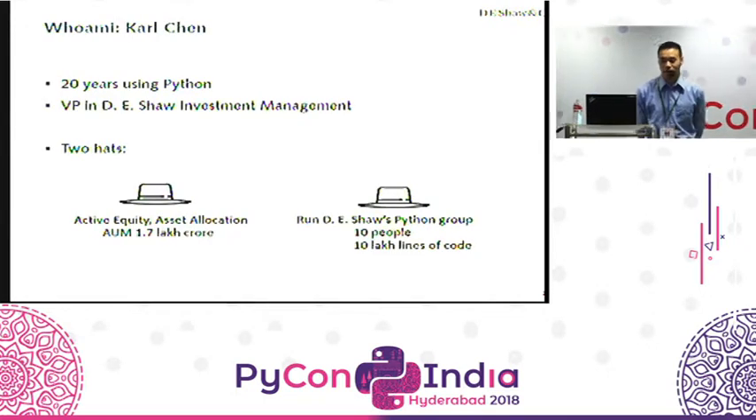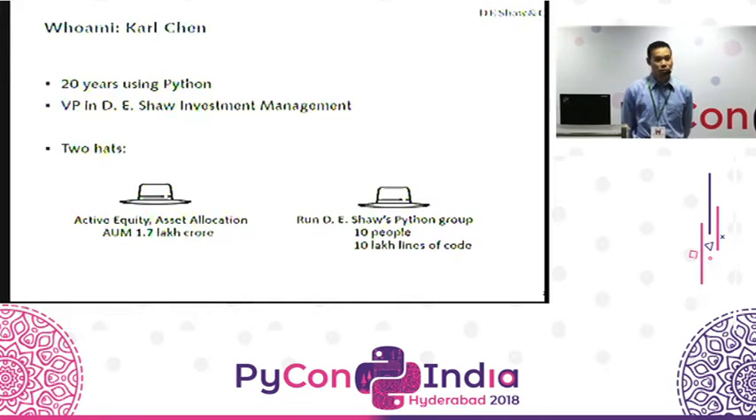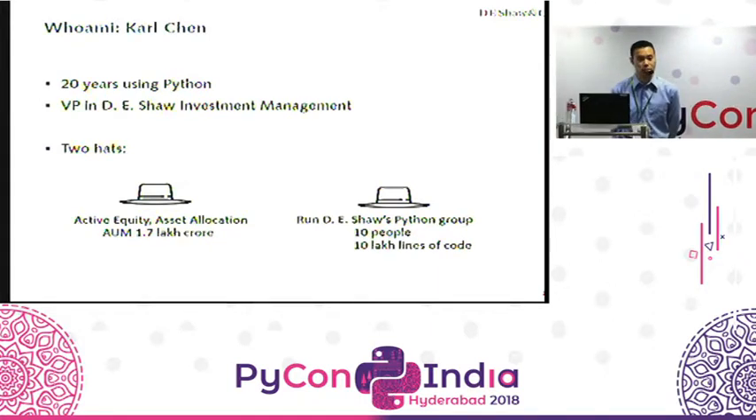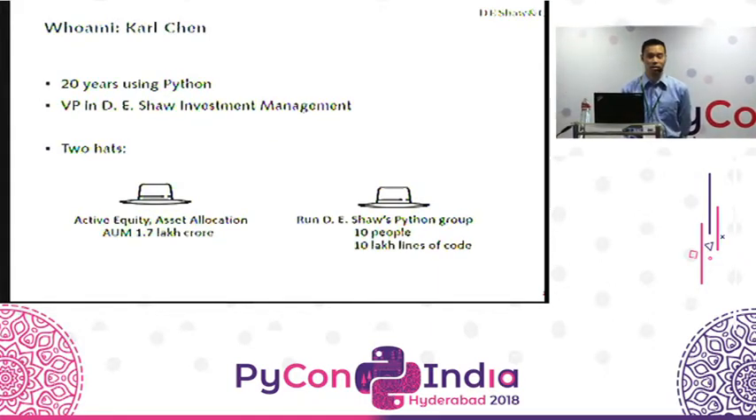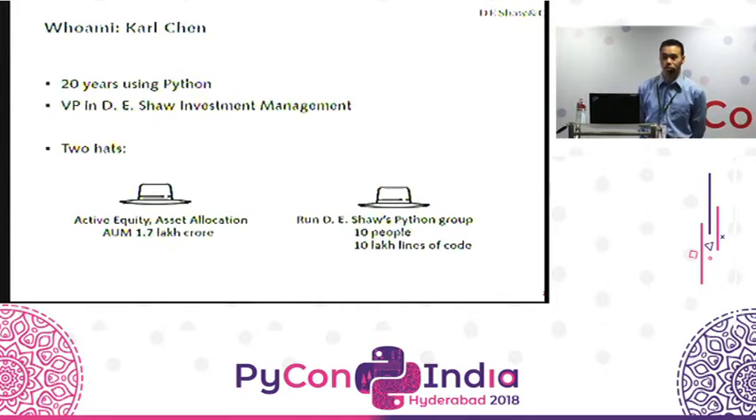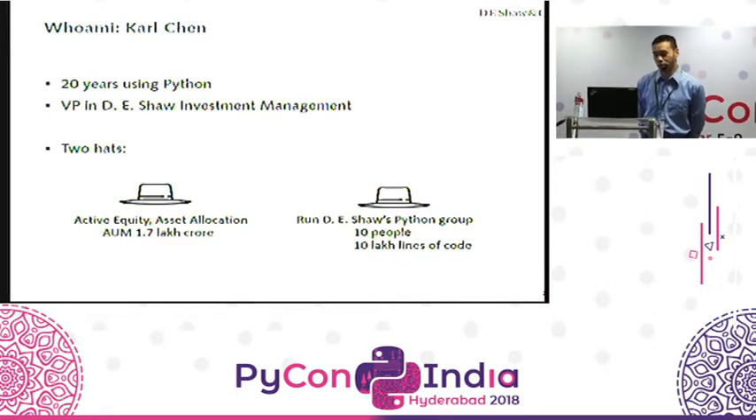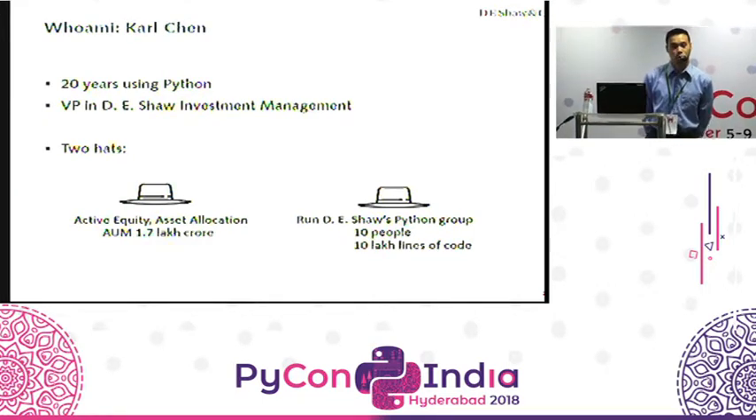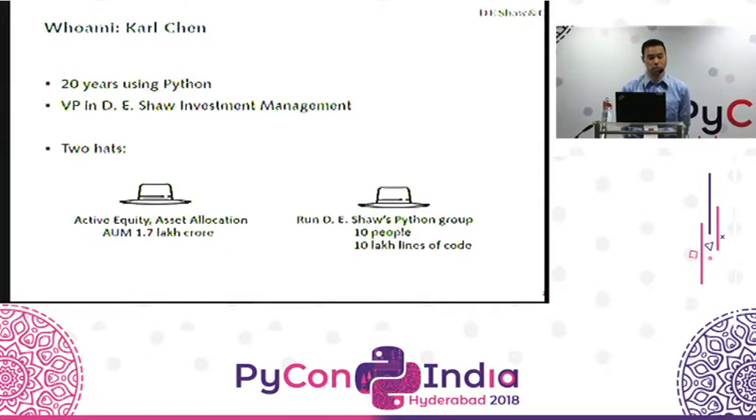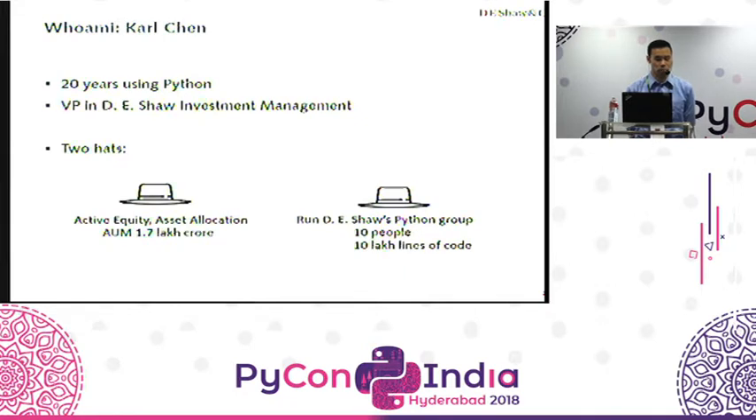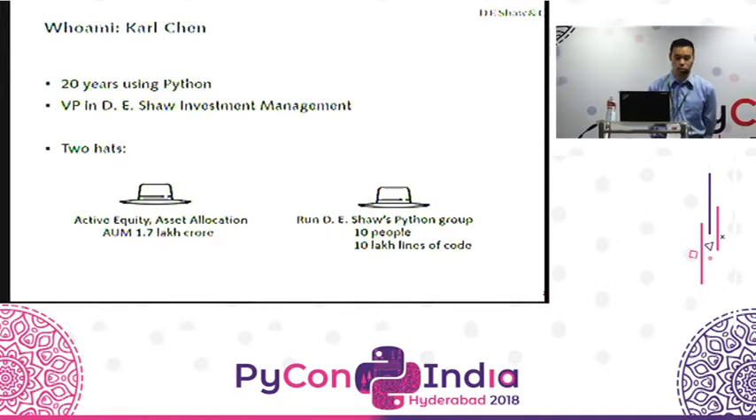So who am I? I've been using Python for 20 years. I work at D.E. Shaw. It's a quantitative hedge fund. That means we use computer algorithms to trade stocks and other financial instruments. And I have two jobs. My primary job is I work in the asset management group. So we do active equity and asset allocation. We manage about 24 billion US dollars, which is about 1.7 lakh crore.